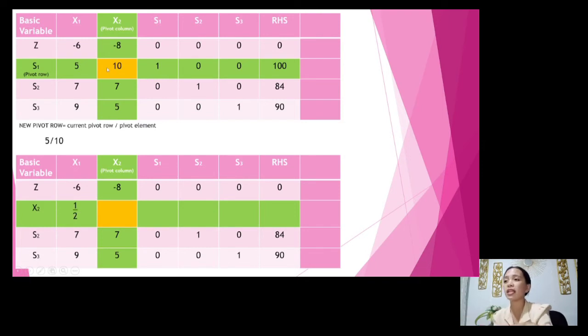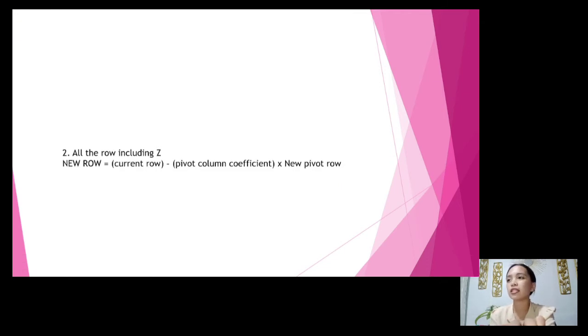So 5 divided by 10 is 1/2. In other books, they are using decimals, but for me, I will be using a fraction. So it's up to you if you will be using decimal or fraction. Next is 10 divided by 10 is 1. Then 1 divided by 10 is 1/10. Then 0 divided by 10 is 0. Then 0 divided by 10 is 0. And 100 divided by 10 is 10.